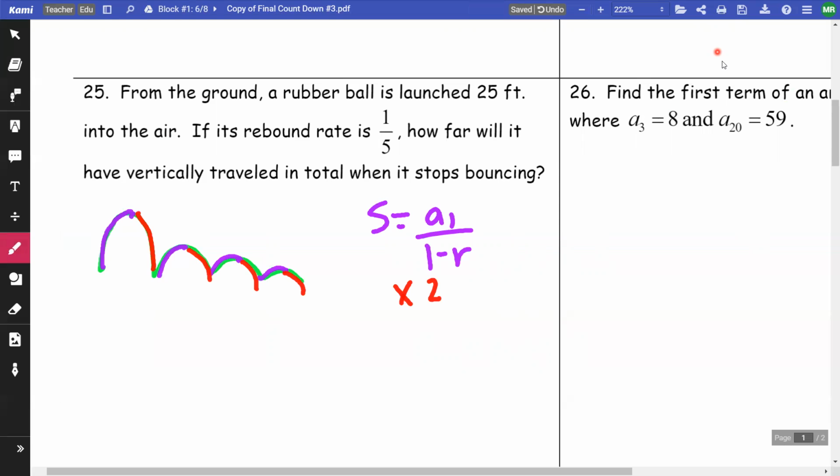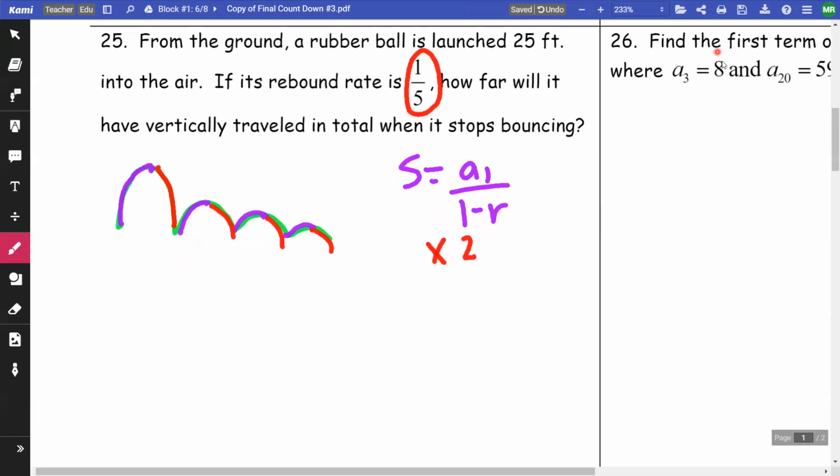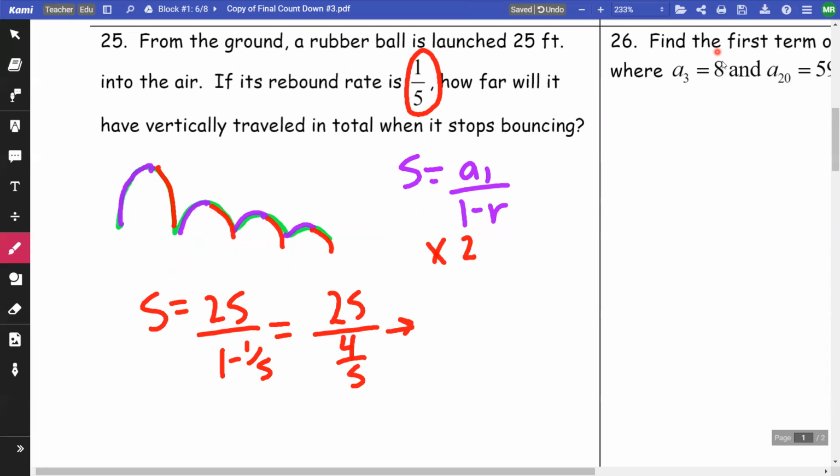Okay, I'm going to have to times by 2. Now you can only have an infinite geometric sum if your R is between 0 and 1 in absolute value, and it is. So then I'm going to go S is equal to 25 times 1 minus 1/5, which is 25 over 4/5. If I was doing this on a calculator, 25 times 5 over 4. So I'm going to get 125 over 4.